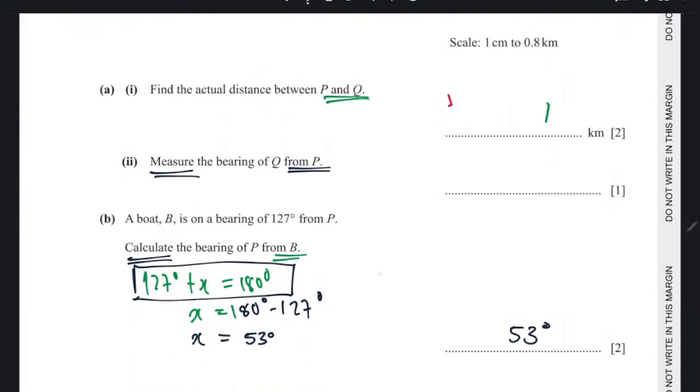Yes, P. We now say 360 minus 53. So the bearing will now be equal to 360 degrees minus 53 degrees. What do you get? 307 degrees.